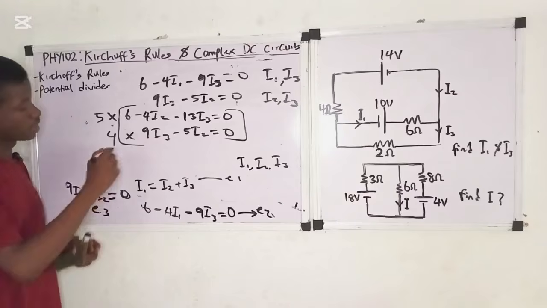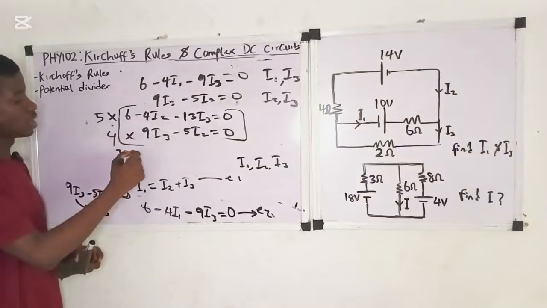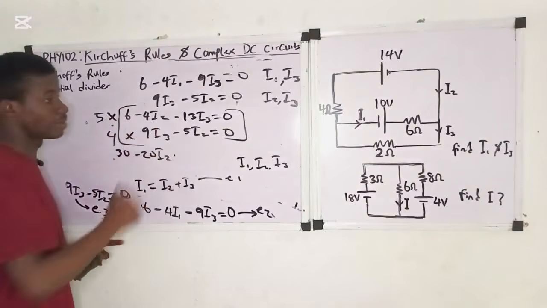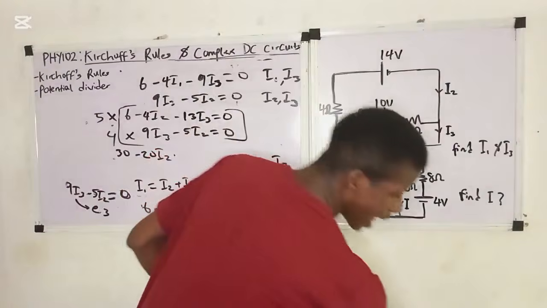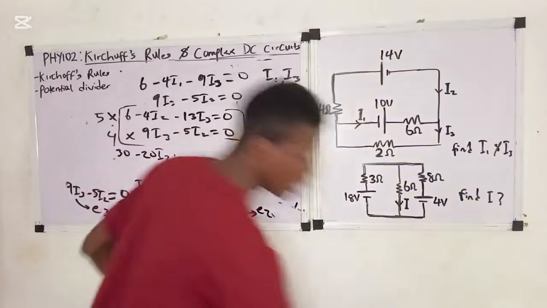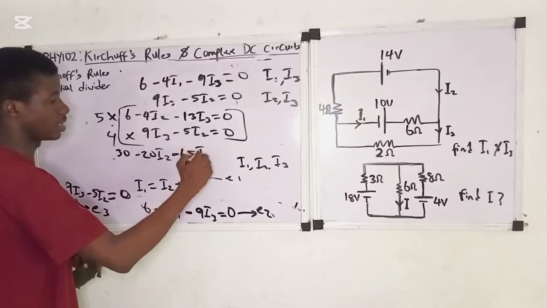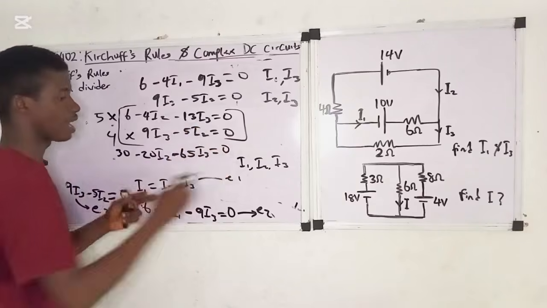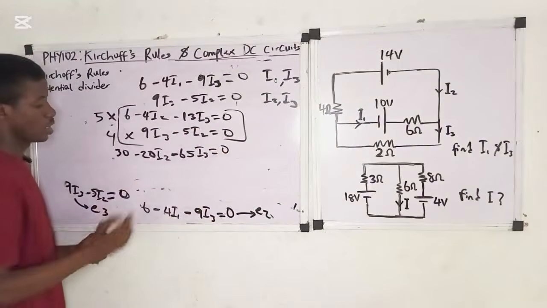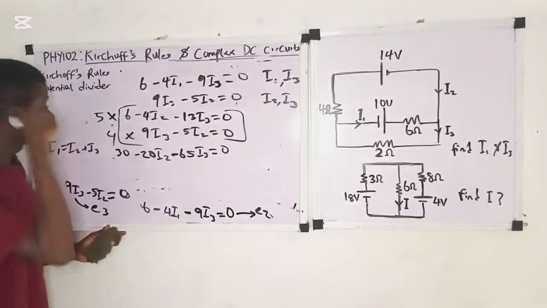5 times 6 will give us 30. 5 times minus 4 will give us minus 20I2. Then 5 times minus 13I3: 5 times minus 13 will give us minus 65, so minus 65I3, and it equals 0, right? So what next are we going to do? We know that I1 equals I2 plus I3. Okay, so now let's continue.